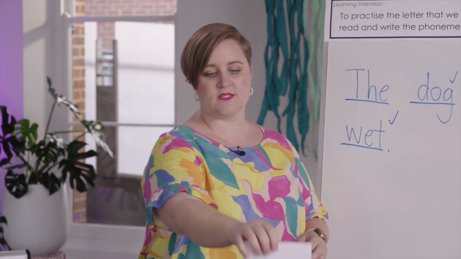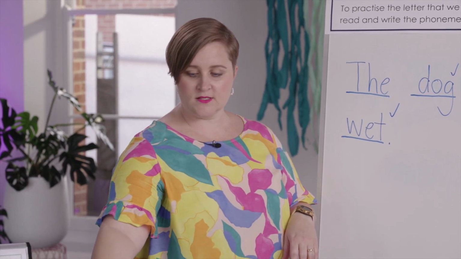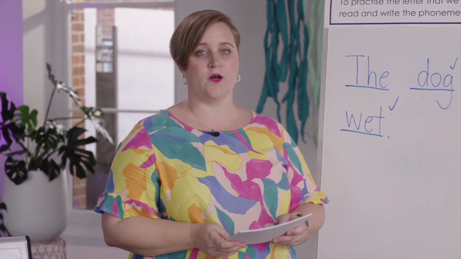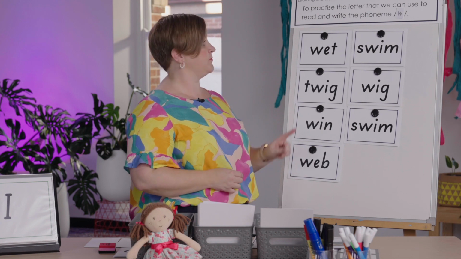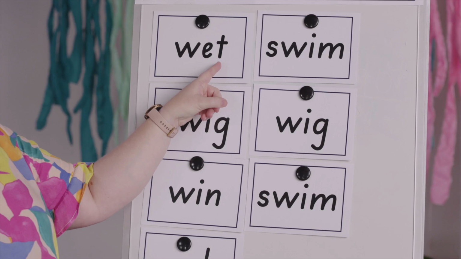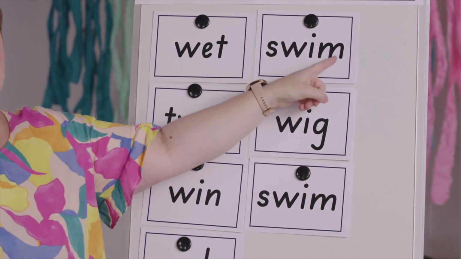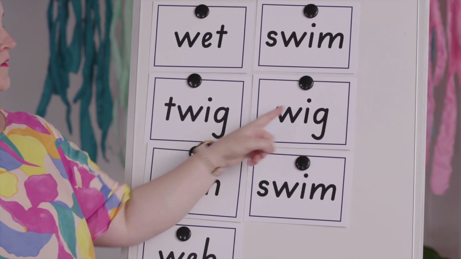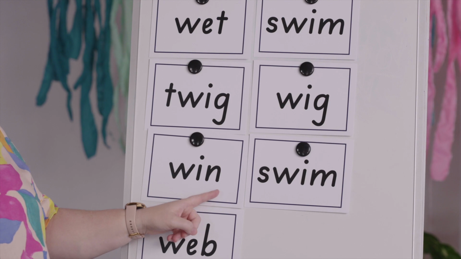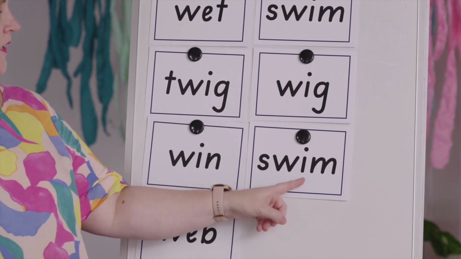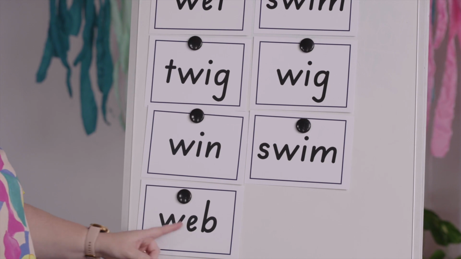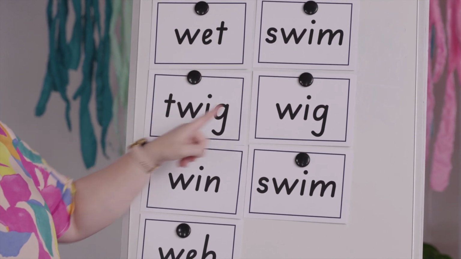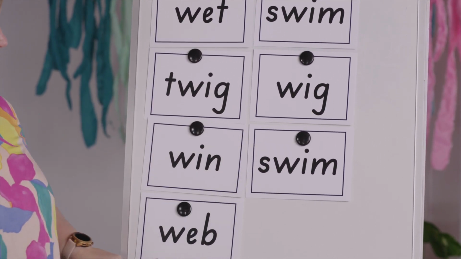I have some words with me today that I'm going to put up on the board. These are some of the words that you can read and write, or perhaps build with your letter tiles when you're at home. Let's read these words together. Wet, wet. Swim, swim. Twig, twig. Wig, wig. Win, win. Swim, swim. Web, web. One more time as whole words. Wet, swim, twig, wig, win, swim, web.